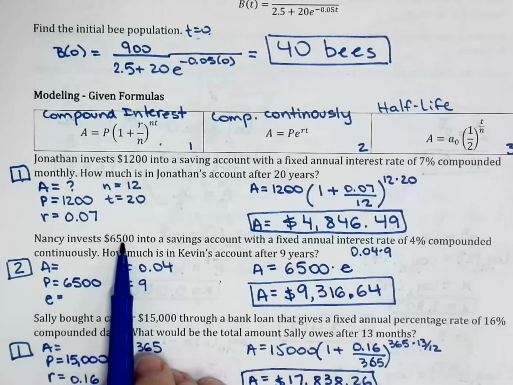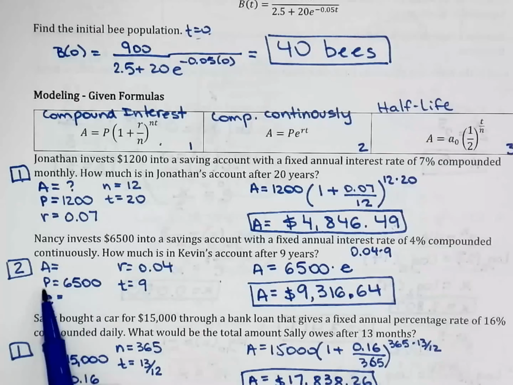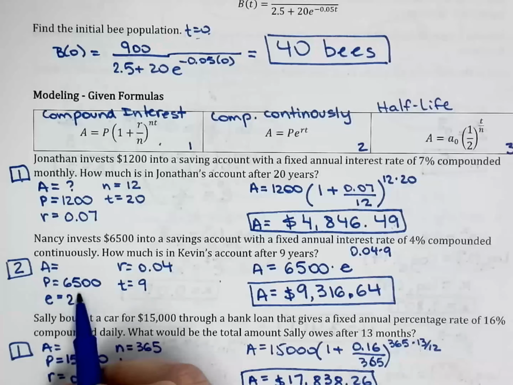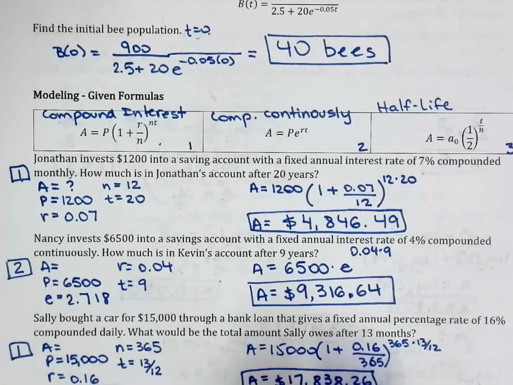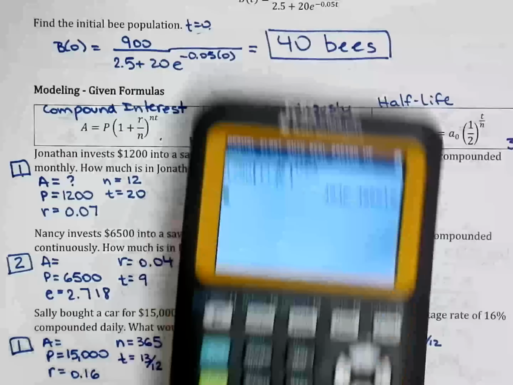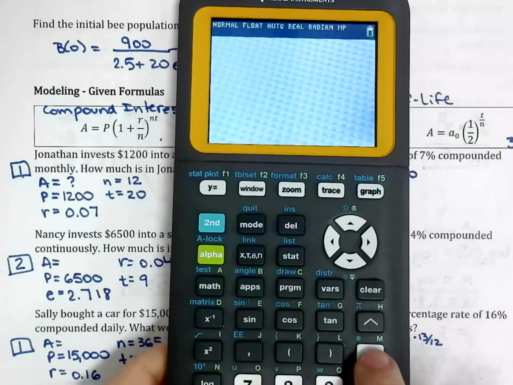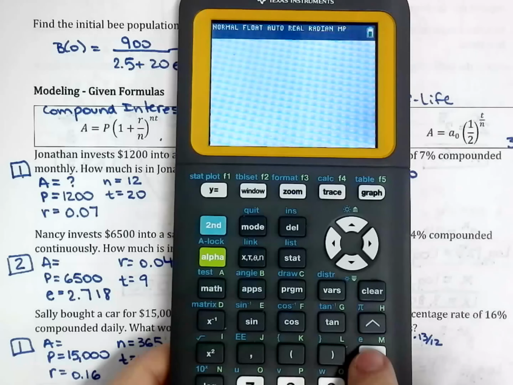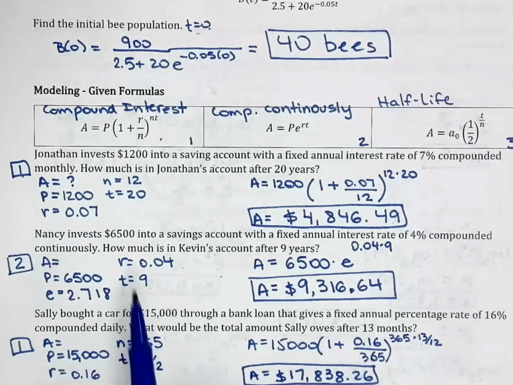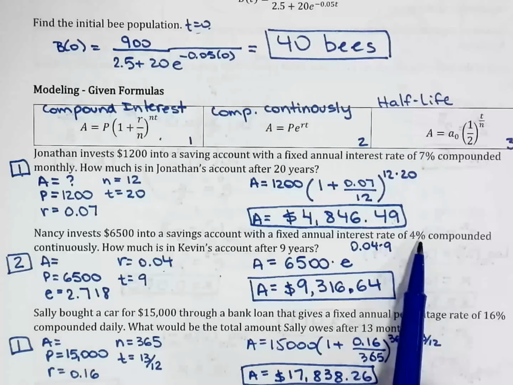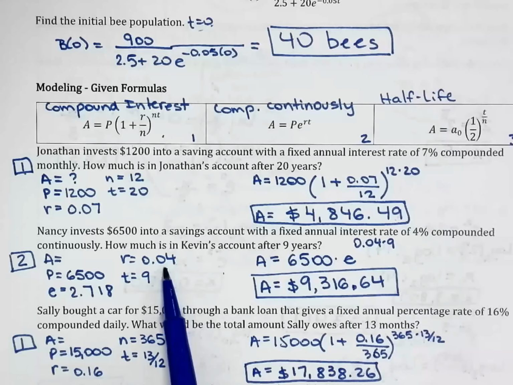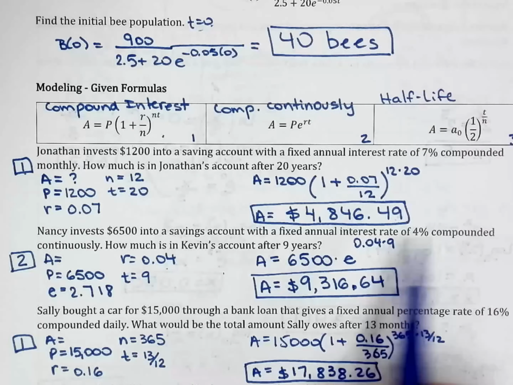The initial amount or the principal is 6,500, so P is 6,500. E is about 2.718. You don't have to use that number. You can just use the key for E right there on the calculator. R is the rate, so 4% as a decimal is 0.04.